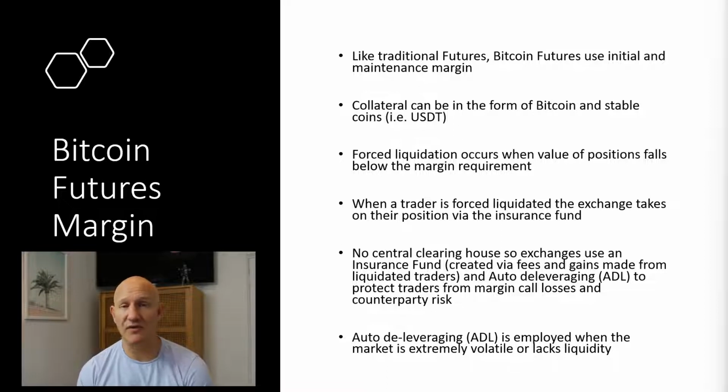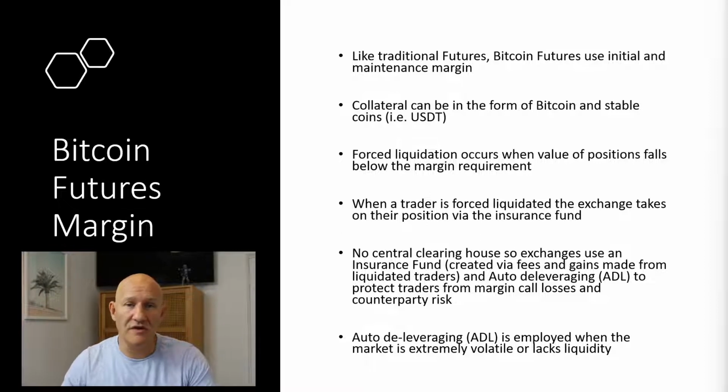And so when a trader is forced liquidated, the exchange steps in and takes over their positions through the insurance fund. Crypto exchanges don't have a central clearinghouse, so what they have instead is an insurance fund. The insurance fund is created through fees that are charged to liquidated traders and any profits that they made through the liquidation of those positions.